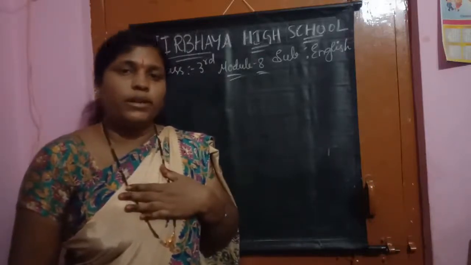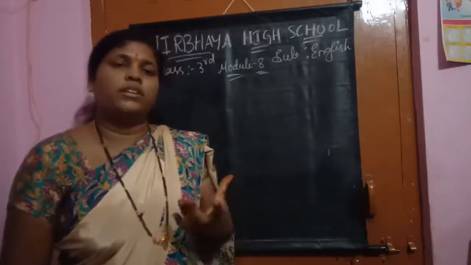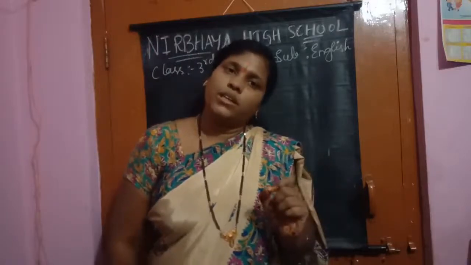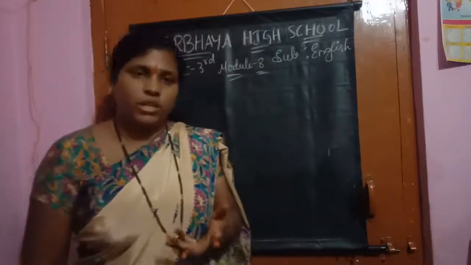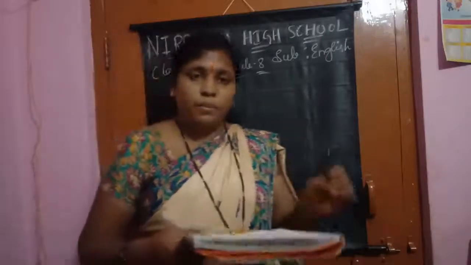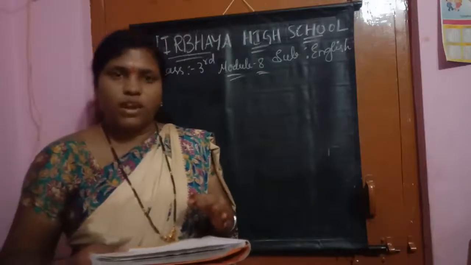Now what am I doing? Teaching. This teaching is an action, so it is a verb. Writing is also an action. It is a verb. Understood, children? Now, in tenses, what have we done? We have done the simple present tense, simple past tense, simple future tense. Yes, children, we have completed that.